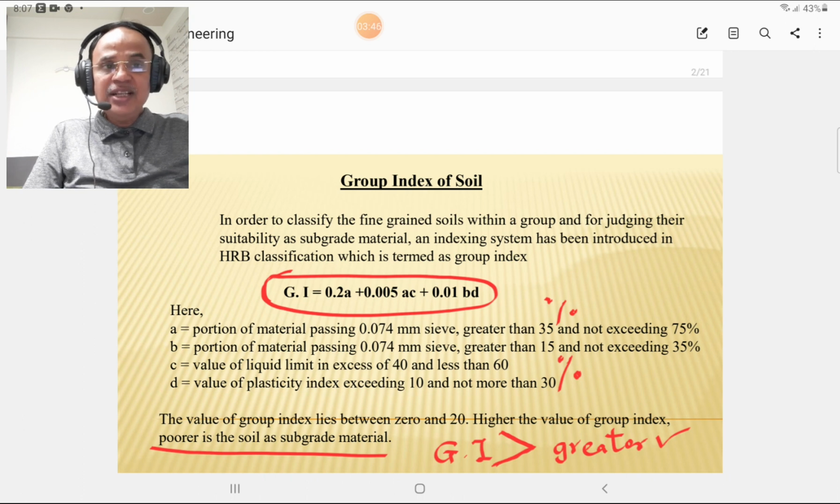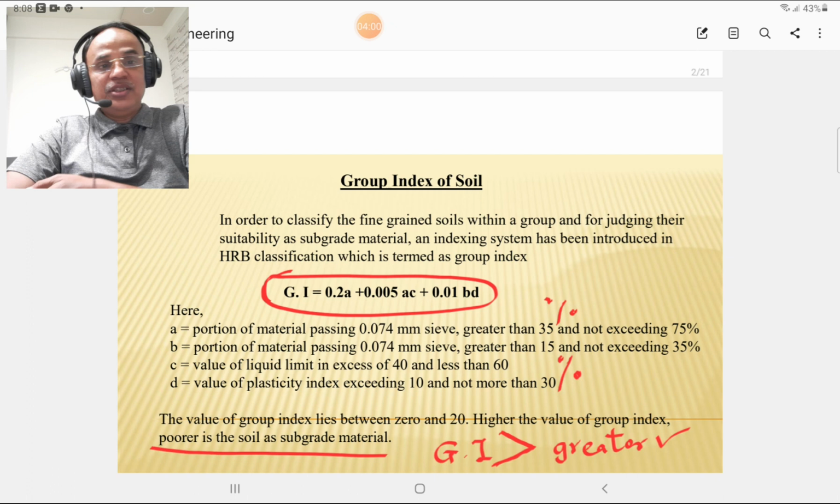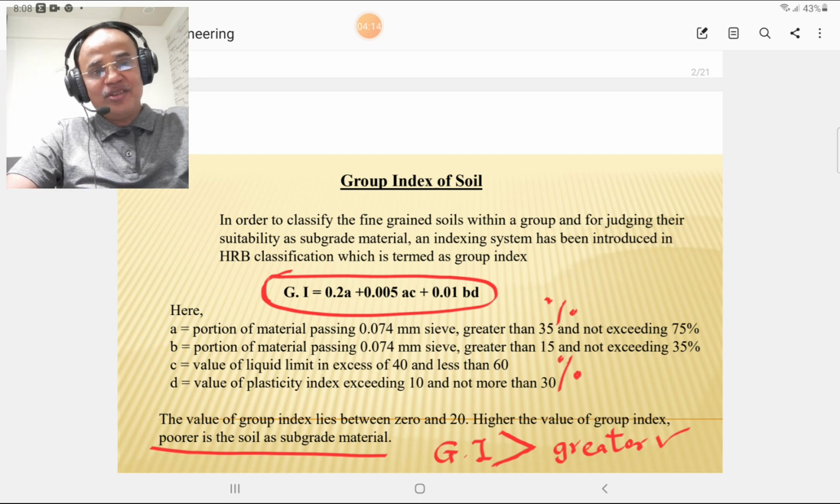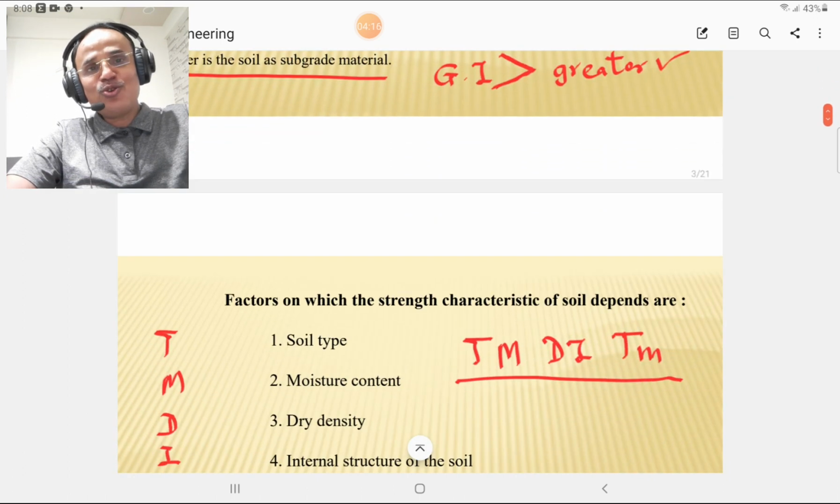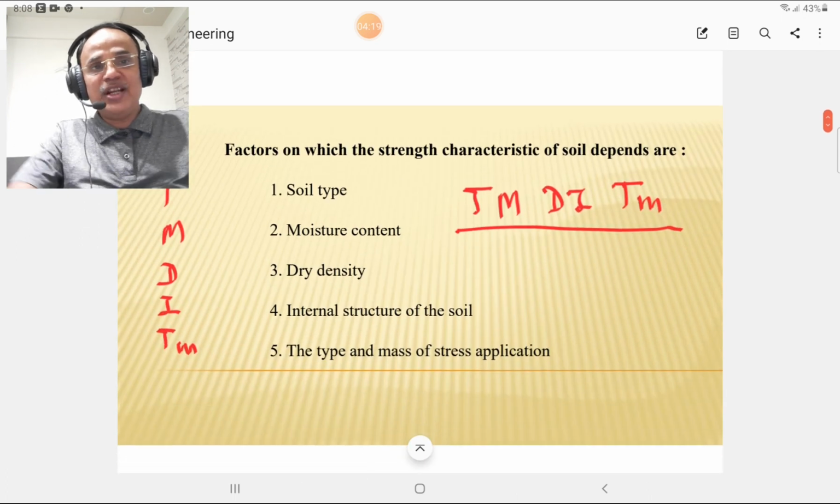And what is D? D is the value of plasticity index. What is the plasticity index? That is the numerical difference between liquid limit and plastic limit, and that value exceeding 10 and not more than 30. That is D. The value of group index lies between 0 to 20 as discussed earlier. The higher the value, the poorer the soil. 20 means poorer, 10 means medium, 0 means stronger subgrade material. So you must know this group index classification of soil.